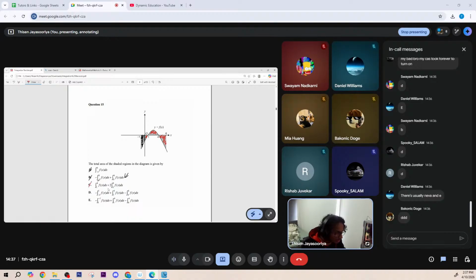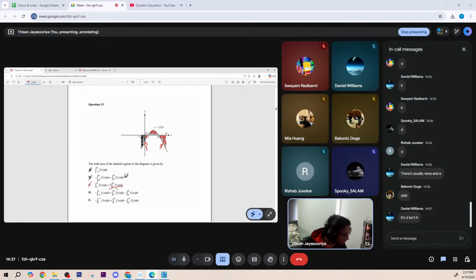C is wrong, right? Because C assumes symmetry. You cannot assume that the graph is symmetrical, yeah? Because it's assuming that this area and this area are the same size. You can't assume that unless the question tells you, yeah? So that's why C is not the answer, right? The other issue with this integral is that this is negative area. So here, if we do plus 2 times this integral, we'll get negative area over here.